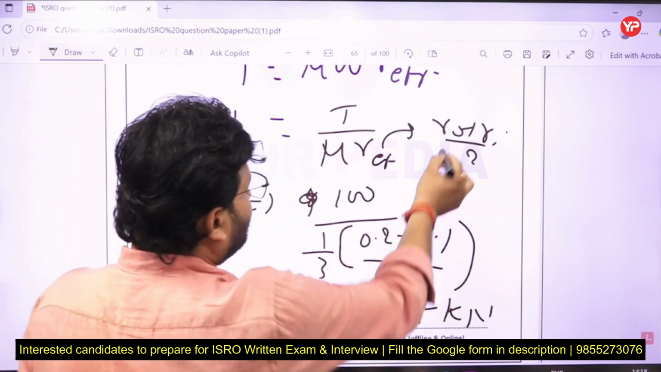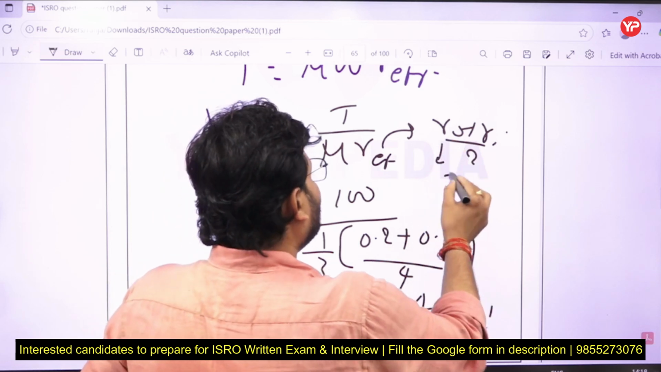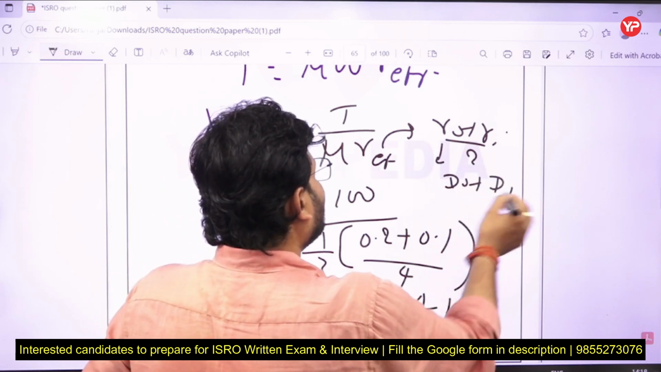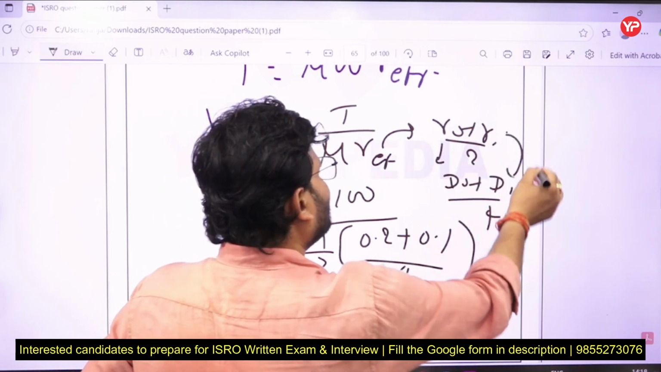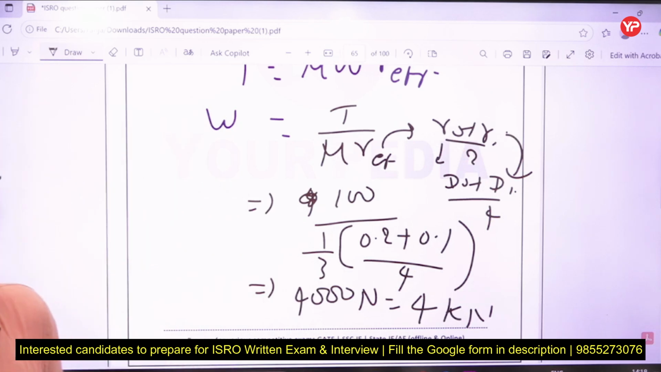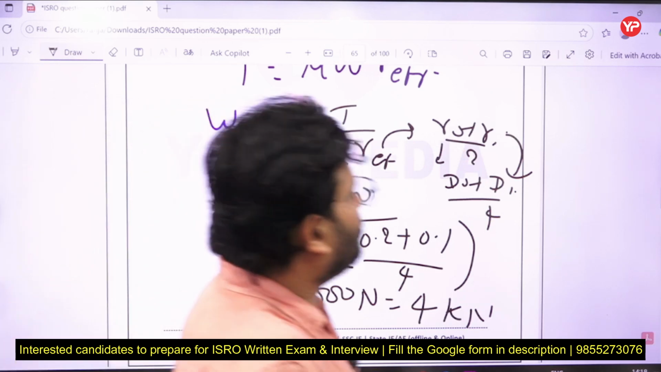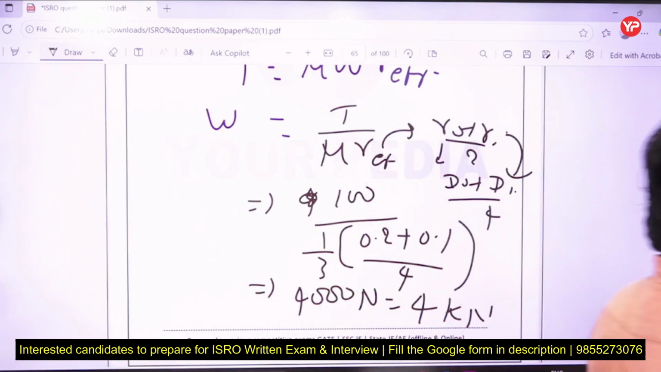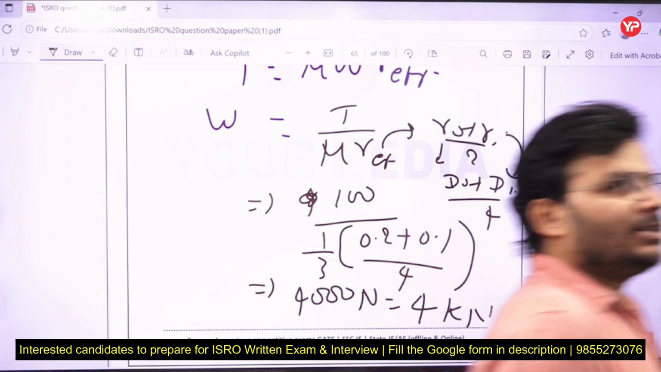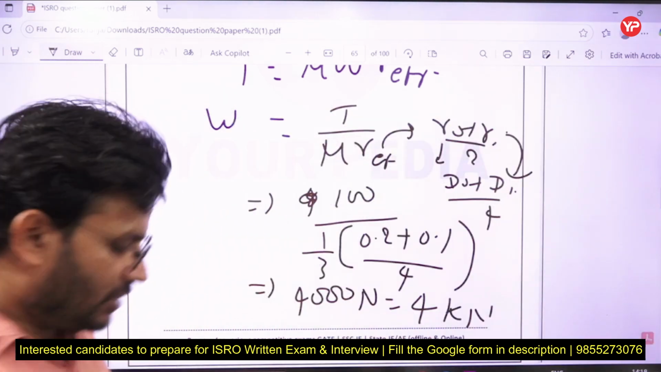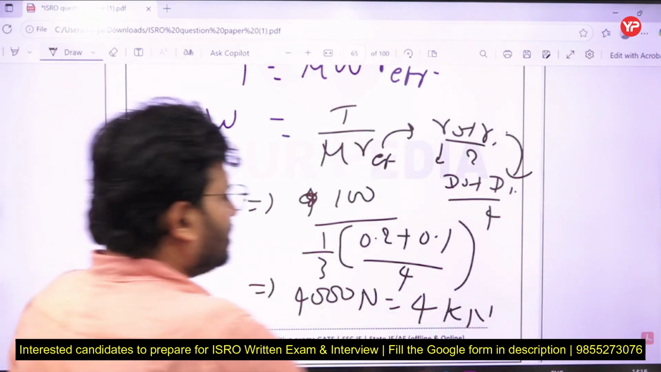Since the diameter is given, you can write it like that: (Do plus Di) upon 4. (Ro plus Ri) upon 2 equals (Do plus Di) upon 4, simply I can write, right? So in that way we can get the answer. I don't think that was a difficult question. Easily we can do it.